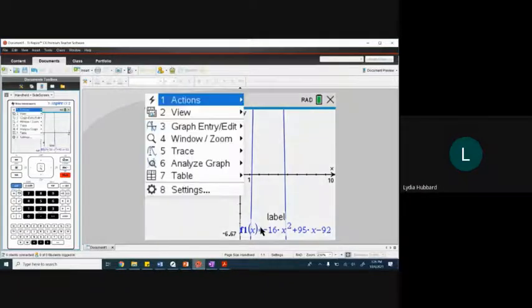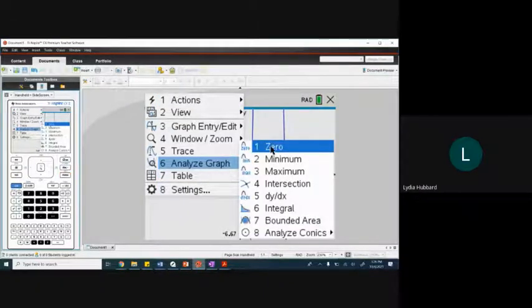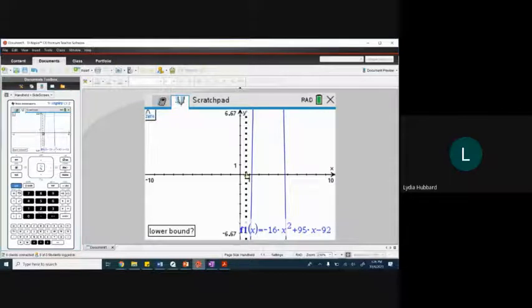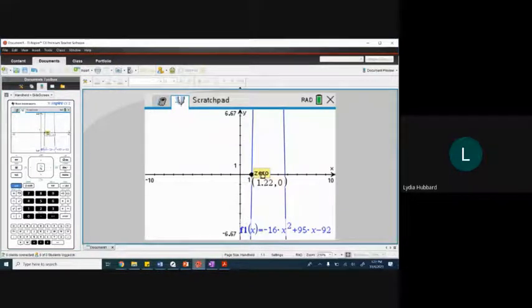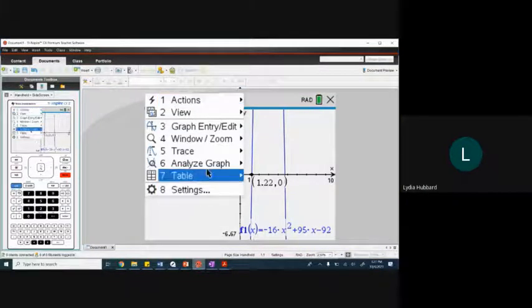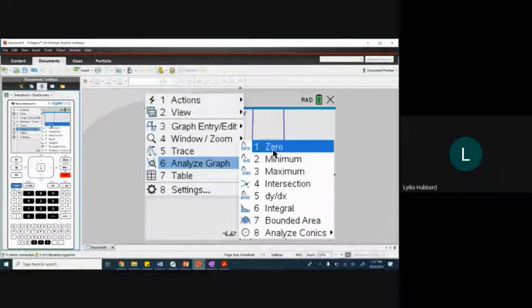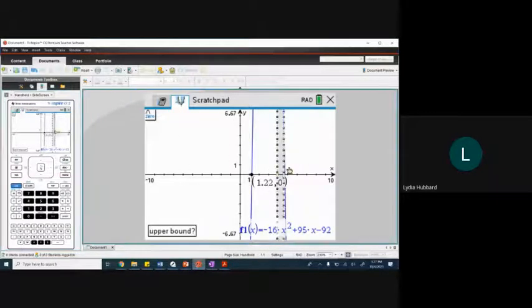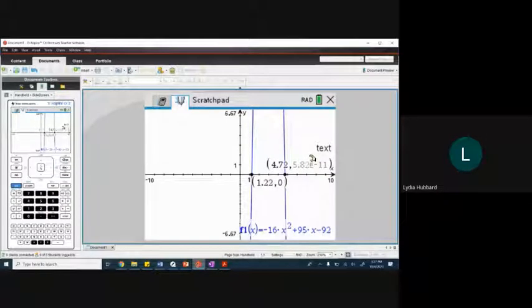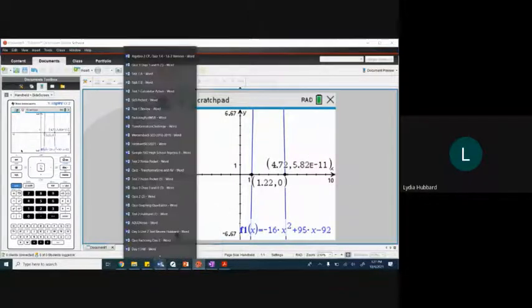So we'll click menu, analyze graph, zeros. We'll go to the left of the first 0, to the right of the first 0, and it gave us our first one. And we'll repeat that process for the other one, because there are 2 zeros here. And that gave us our other 0. So even though this 0, the number is 5.82 times 10 to the negative 11, that's close enough to 0 that we'll be okay with that number. So we have it happening at 1.22 and 4.72. So let's go back.